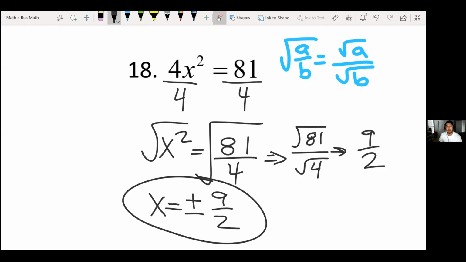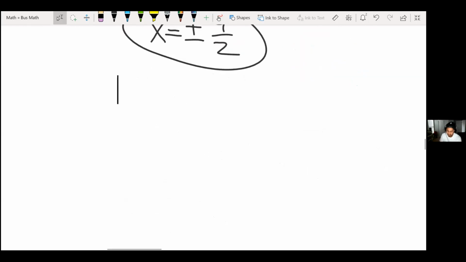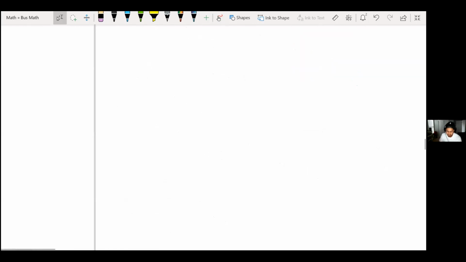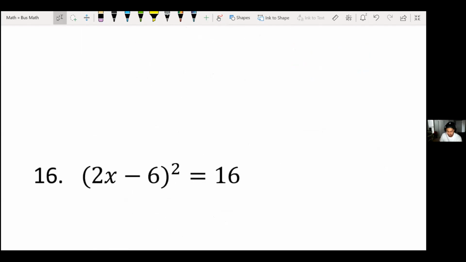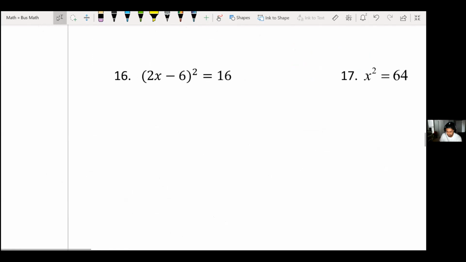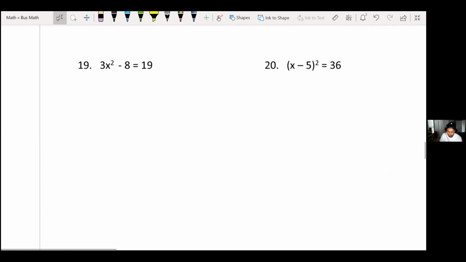Okay, let's see. I said I can do the one that looks hard. Where is it? There we go. No, that one doesn't look hard. Down here.